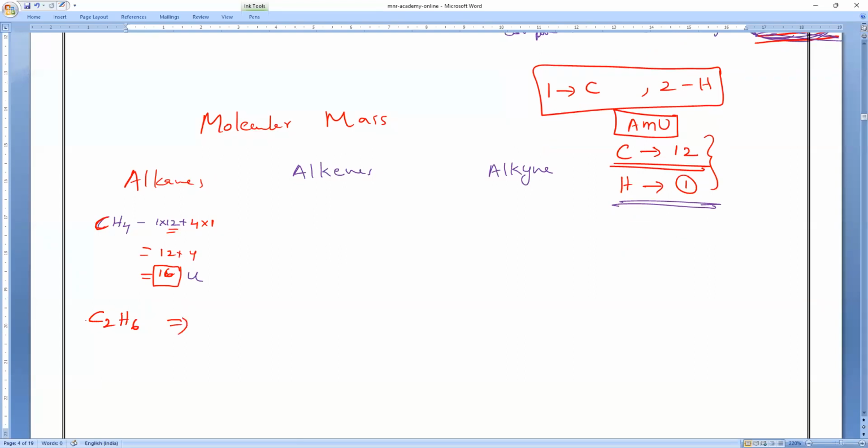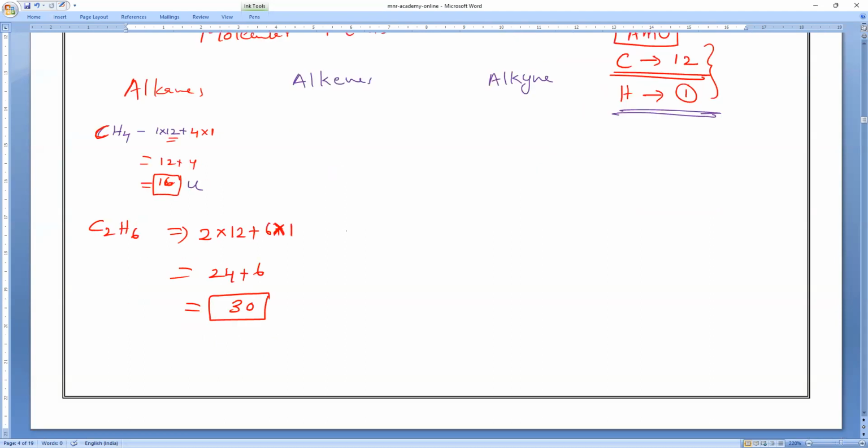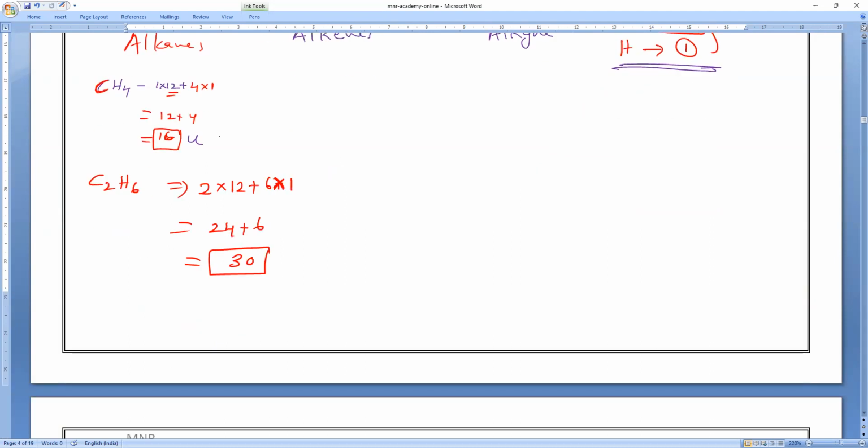C2H6, which is equal to what? 2 carbons with atomic mass 12, plus 6 hydrogens with atomic mass 1. So 12 twos are 24 plus 6, which equals 30. So what is the difference between 16 and 30? 14. So it differs by how many units of atomic mass? 14 units.